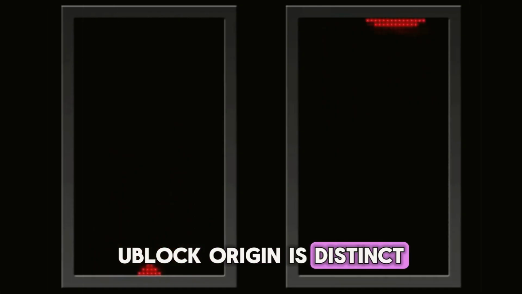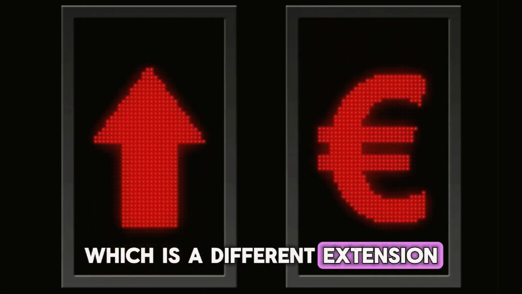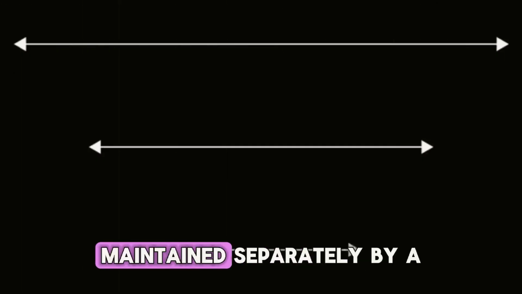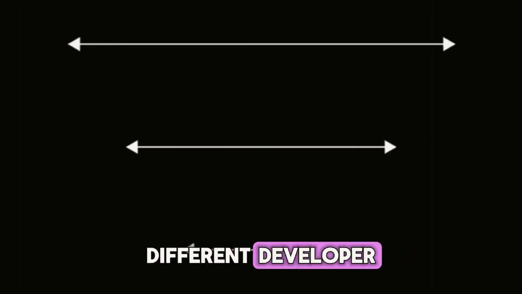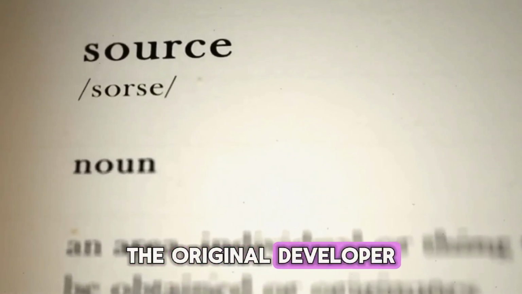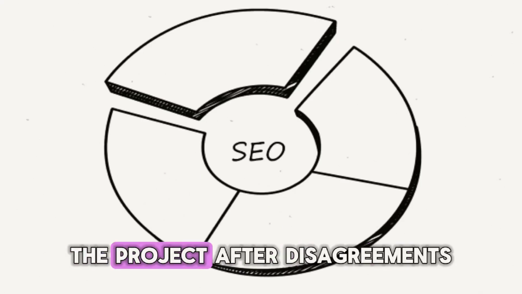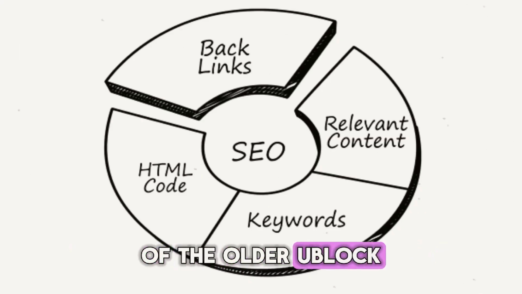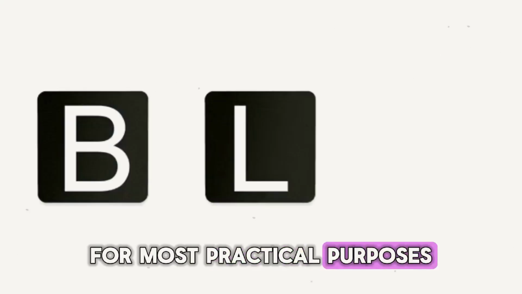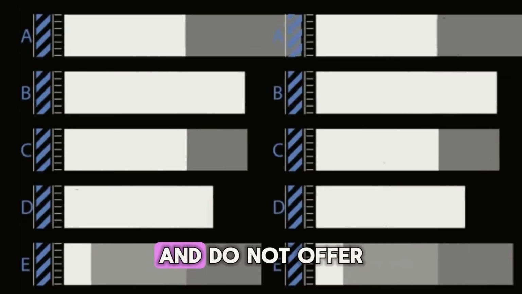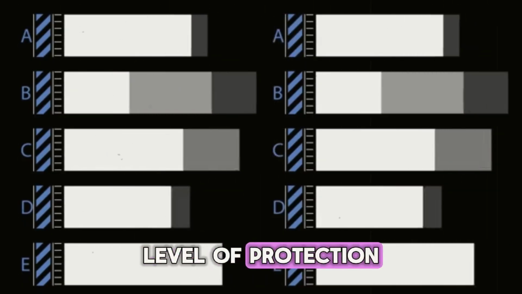Public Origin is distinct from Public, which is a different extension that shares some history with Public Origin, but has been maintained separately by a different developer. The origin in the name refers to Raymond Hill, the original developer, who forked and rebranded the project after disagreements with subsequent maintainers of the older Public. For most practical purposes, Public Origin is the one you want. The other Public variants are not actively maintained and do not offer the same level of protection.